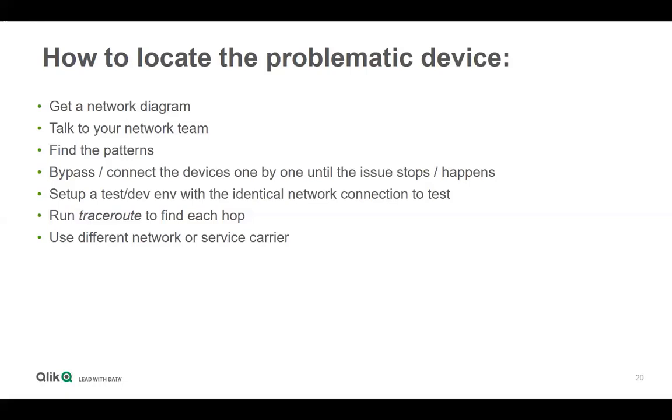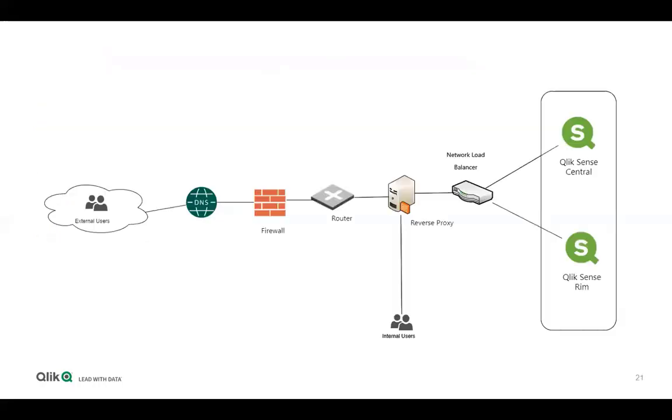If possible, you can try to bypass or connect these devices one by one until you reach the working or breaking point. So you will know the device you most recently dealt with must have something wrong. I can show you one example network diagram. It has quite a few devices connected: firewall, router, reverse proxy, load balancer. And each of them could possibly block a WebSocket. So you can try to exclude or include them one by one. That's one of the approaches.